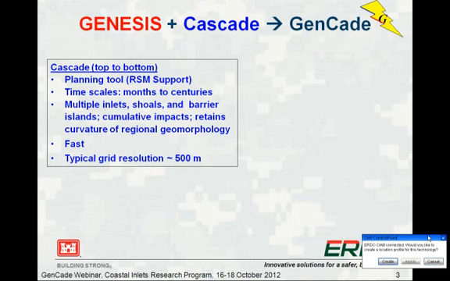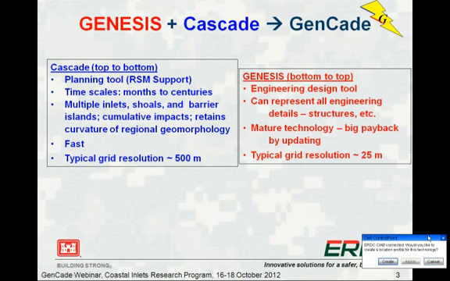On the other side, we have Genesis. This is more of an engineering design tool. It can represent all of the engineering details such as structures. We're interested in more local events, things that are happening on a local scale. So this would be interesting for engineering details and different alternatives. So our typical grid resolution is on the order of 25 meters.